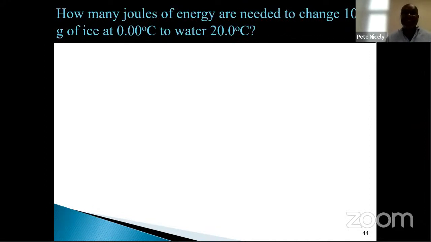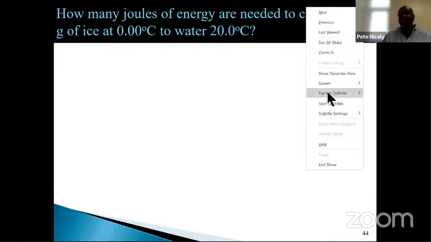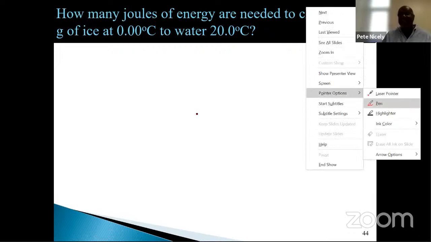Okay, so here is an example based on what we have just talked about. The question is asking how many joules of energy are needed to change 10 grams of ice at 0 degrees Celsius to water at 20.0 degrees Celsius. Now, in order for us to do this problem, we have to look at this particular process in parts. So let me go to my pen.